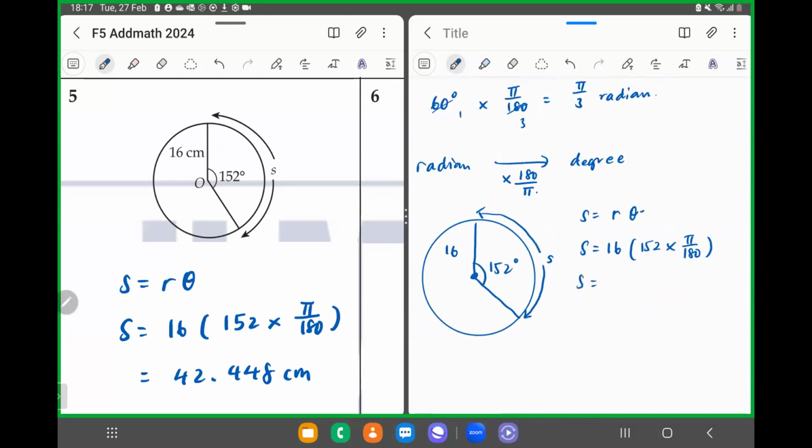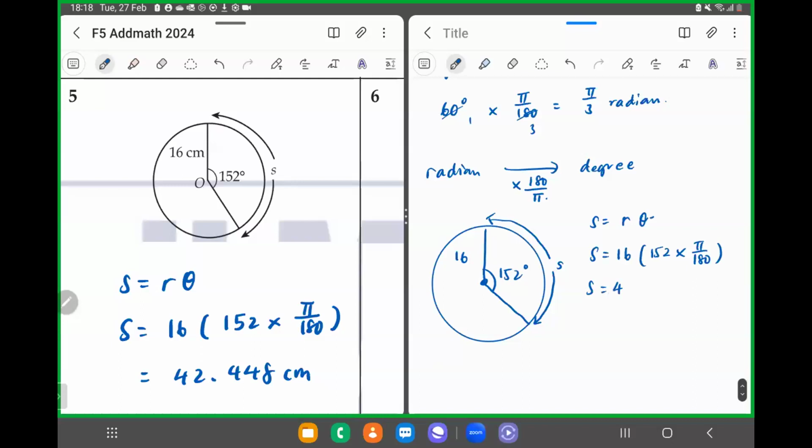So s will be equal to, I don't know. Can someone help me to count? Press your calculator, get the answer, either in pi or in decimal. Both are accepted. I got the answer: 42.44 cm. Okay? No problem? Very good, very easy.